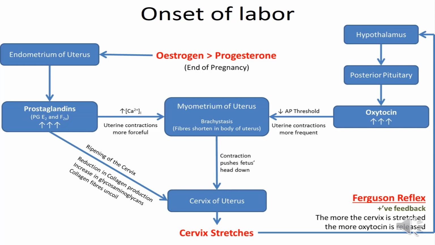Both of these two mechanisms lead to what? They lead to cervical stretch. This leads to the Ferguson reflex, which acts on the hypothalamus, then the posterior pituitary, leading to an increase in oxytocin production. It also acts on the uterus, increasing uterine contractions so they become more frequent, and this returns to act on the uterus again. Okay, the same, like that.